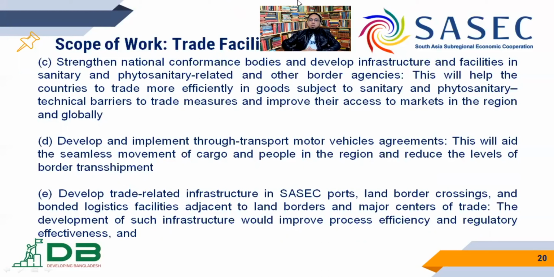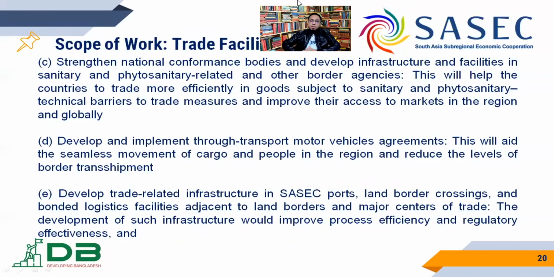So third one is strengthening national conformance bodies and development of infrastructure facilities in sanitary and phytosanitary relevant and other border agencies. So for facilitating quicker transport and quicker delivery of goods, SASEC member countries agreed to integrate their sanitary and phytosanitary, that is standard relevant organizations as well as customs relevant organizations in the respective ports. Fourth one is develop and implement through transport motor vehicle agreement. So under this agreement, BBIN road connectivity has been established, and this will aid the seamless movement of cargo and people in the region, reduce the level of border transshipment.